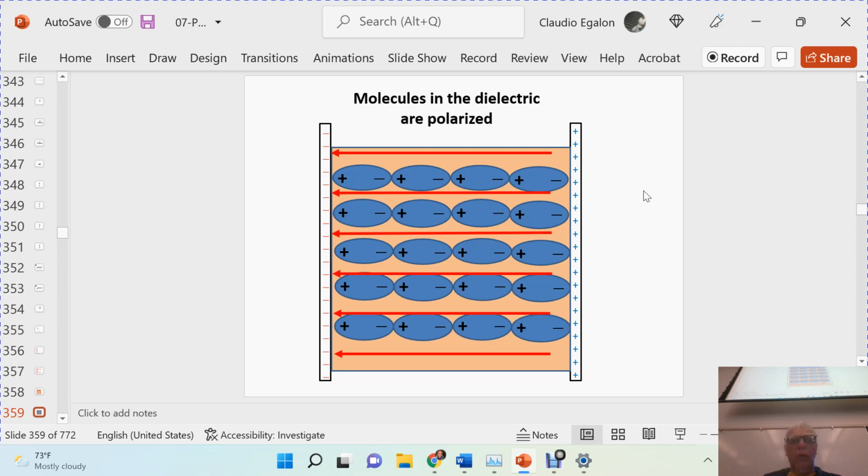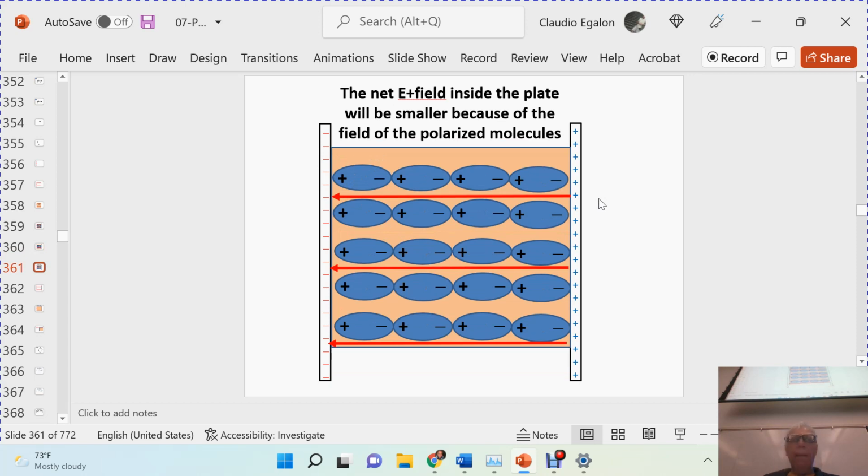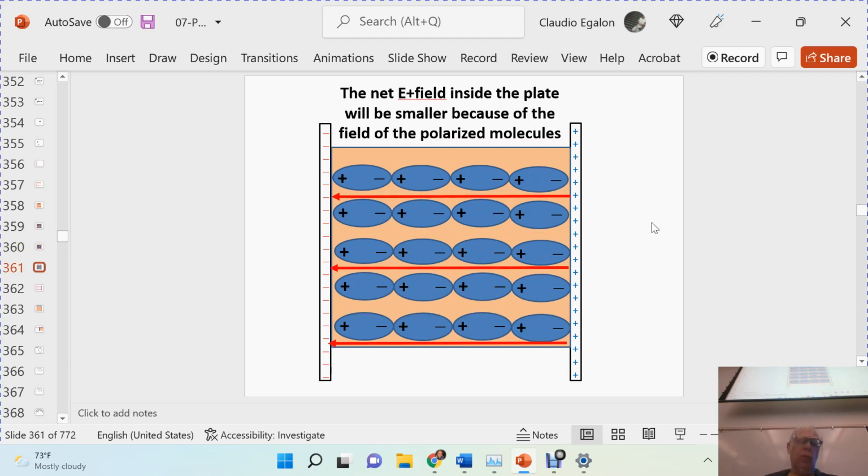And when the dielectric is polarized, what's going to happen? We are going to have an electric field within the dielectric. Electric field goes from the positive charge to the negative charge. Can you picture that? And because the electric field of the plates is from the right to the left, and the electric field of the molecules that have been polarized is from the left to the right, the net field is going to be weaker. Okay? The net field inside the plate will be smaller because of the field of the polarized molecules. So if I had 1, 2, 3, 4, 5, 6 electric field lines here, because of the polarization of those molecules, I'm going to have less. I'm going to have maybe 3, okay? And I'm going to even change the color so it's clear this is a different field.